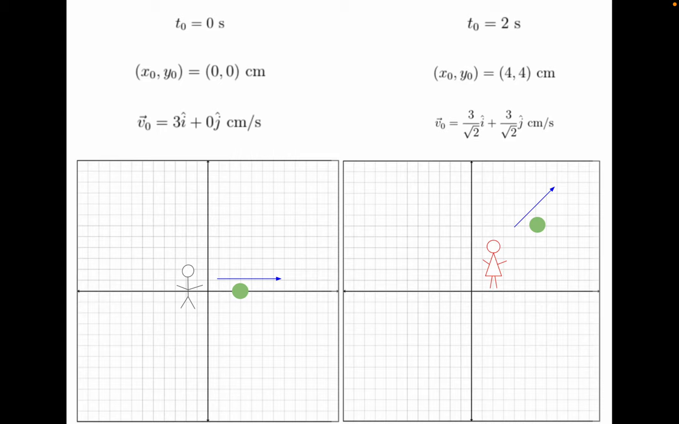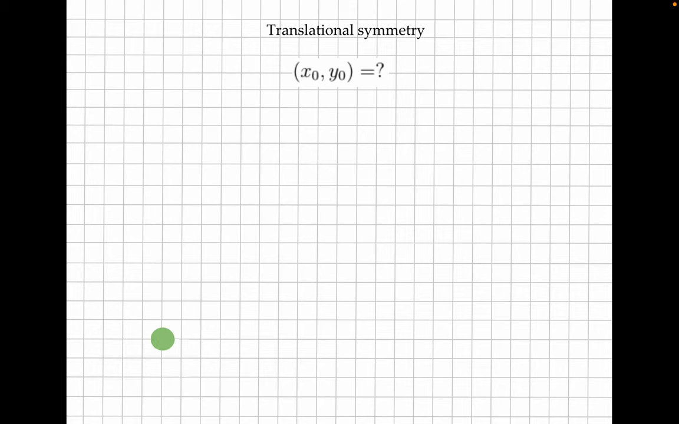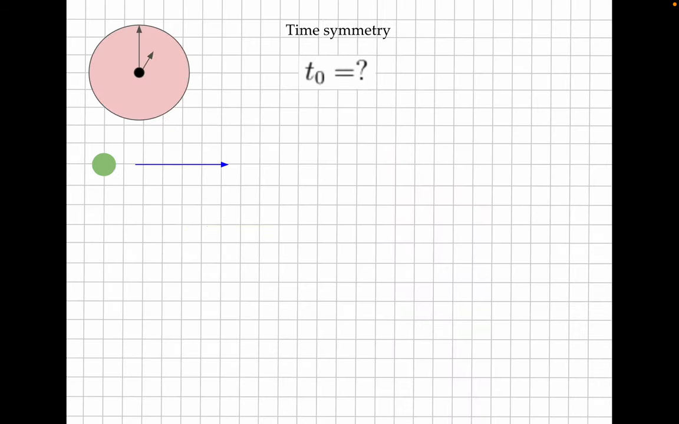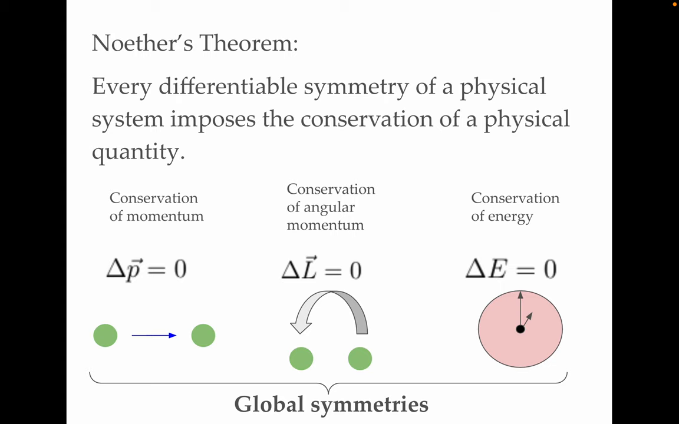That is, the universe follows a translational symmetry, it follows a rotational symmetry, and it follows a time symmetry. Emmy Noether, a brilliant German mathematician, proved this theorem named after her. Every differentiable symmetry of a physical system imposes the conservation of a physical quantity. In our example, conservation of momentum corresponds to translation, conservation of angular momentum corresponds to rotation, and conservation of energy corresponds to travel through time.